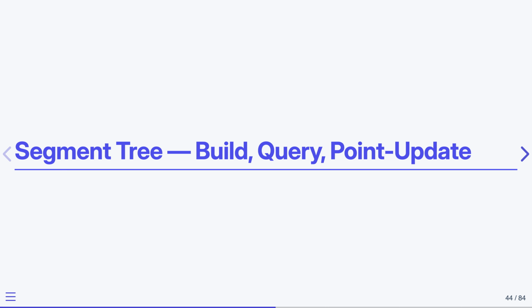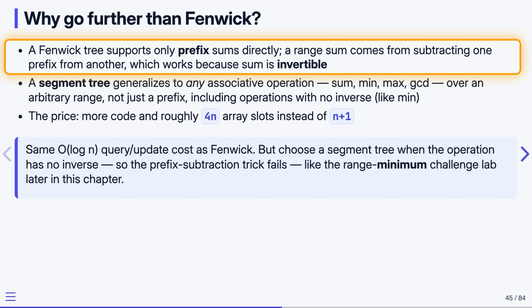Now we turn to the segment tree. We will build one, query a range on it, and update a single point. It is a more flexible cousin of the Fenwick tree. Why go further than the Fenwick tree?